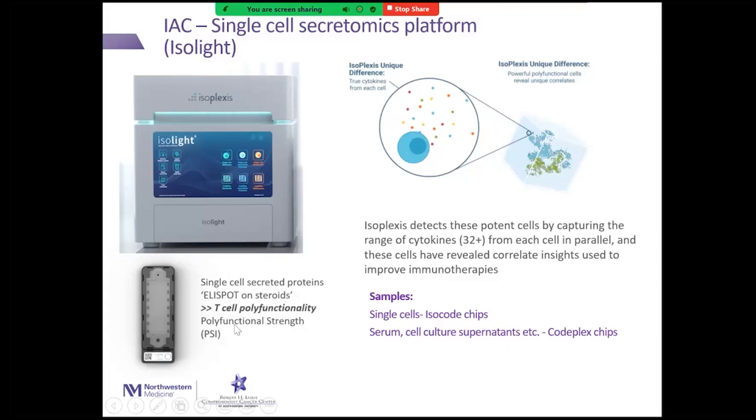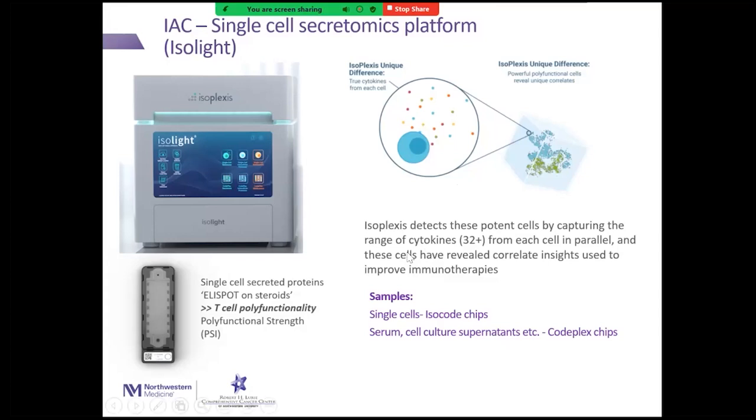So they make use of this metric, what they call T cell polyfunctionality strength. This is essentially the metric they use to calculate the percentage of cytokines and the number of cytokines that are produced by each single cell. So they have panels, both mouse and human, that have different ranges of cytokines, but mostly more than 30 cytokines that they can detect each time in parallel. And those can give you very relevant data to correlate insights to improve immunotherapies.